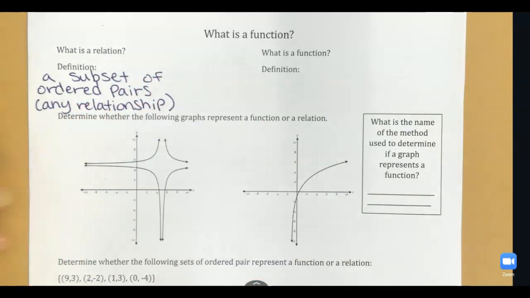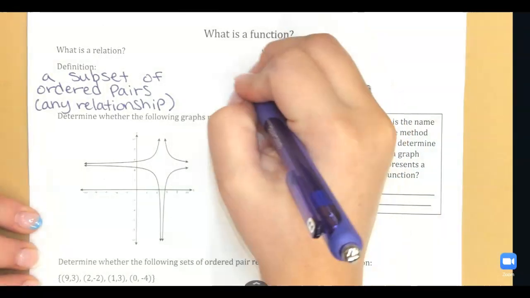And now this relationship doesn't have to just be numbers. It can be students and their teachers. It can be people and their favorite ice cream flavors. It does not have to be numbers to be a relation. Now, what is a function? A function is a special kind of relation where each input has only one output.